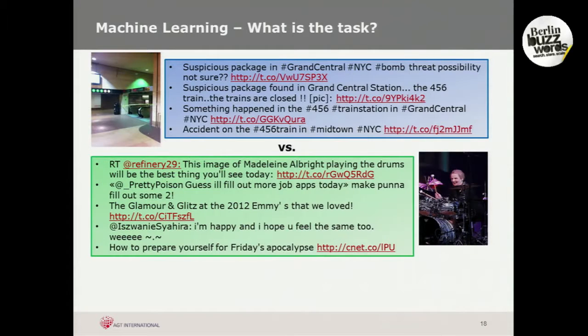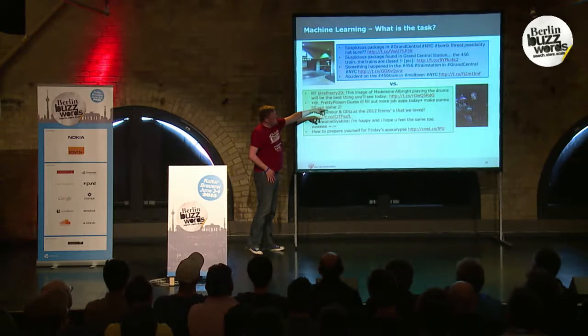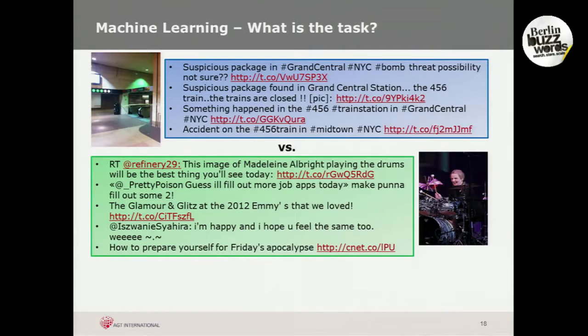Then at that point, we need to look into the data itself. You can see this is one of the clusters we found, and this is another cluster. You can see this here is clearly something that we're interested in, while this is not. The difference here is mostly that these tweets are about the same topic, whereas these tweets are about a different topic. This is more about Madeleine Albright playing the drums, and then somebody is saying that he wants to do some job apps, and something about the Emmys, and so on. This is completely unrelated. And this is just people making first-hand observations and reporting them.